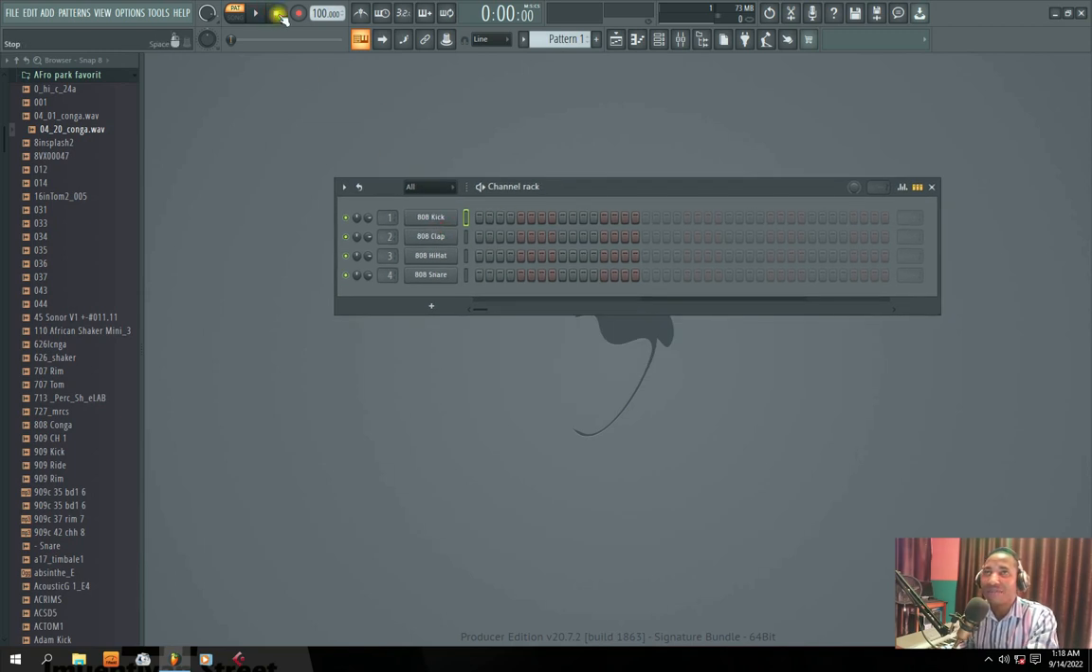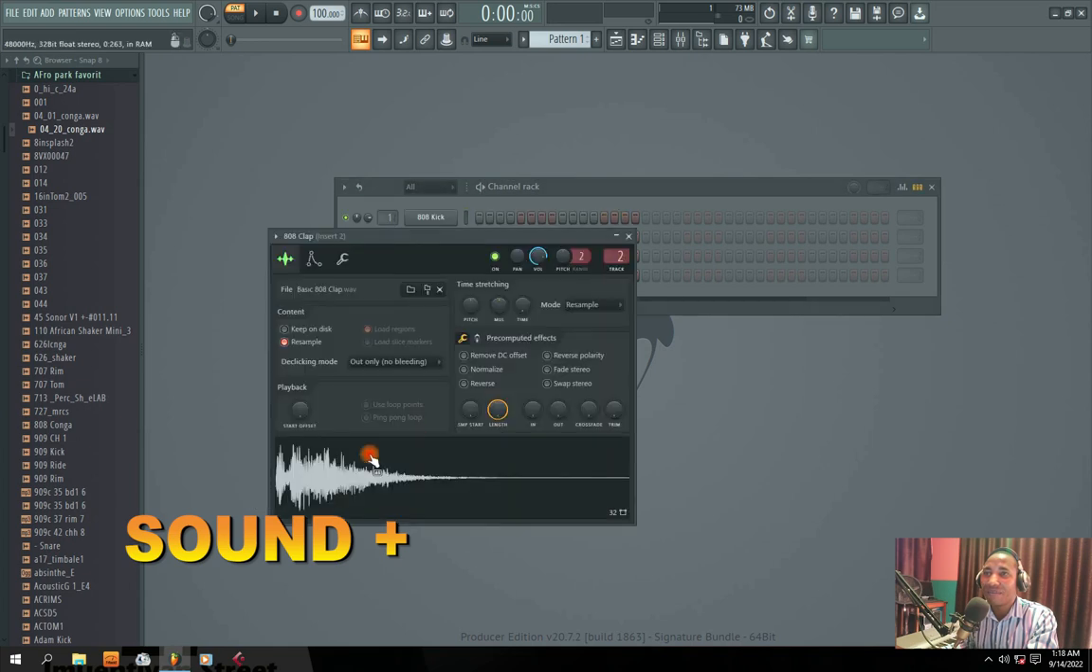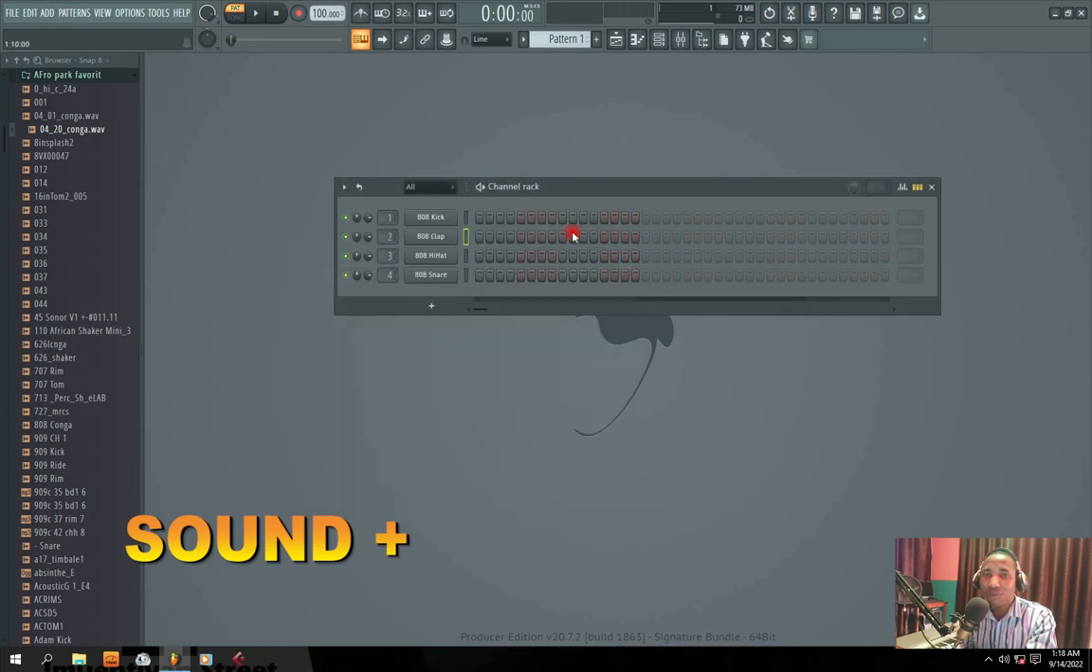So this is my screen right here. I have a sound, this is my sound, and I have a clap here. And I'm going to arrange these two sounds into a pattern. And what you are going to be perceiving is instant music.